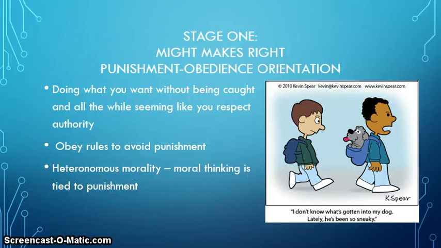Stage 1 of level 1 is labeled as might makes right and punishment obedience orientation, and this is more about doing what you want without getting caught, and all the while seeming that you respect authority. You obey rules to avoid a punishment. It's a heteronomous morality where moral thinking is tied to punishment.